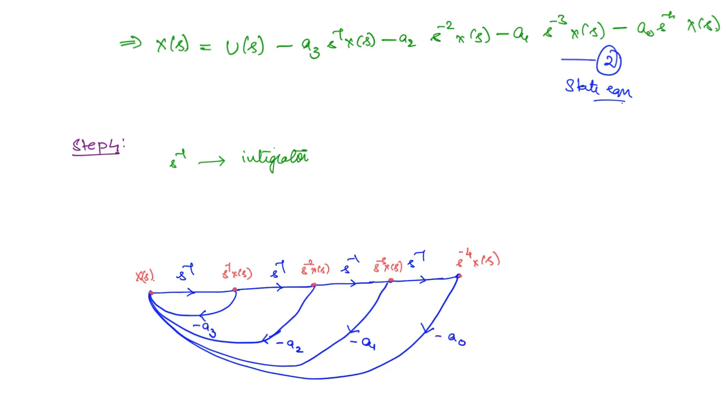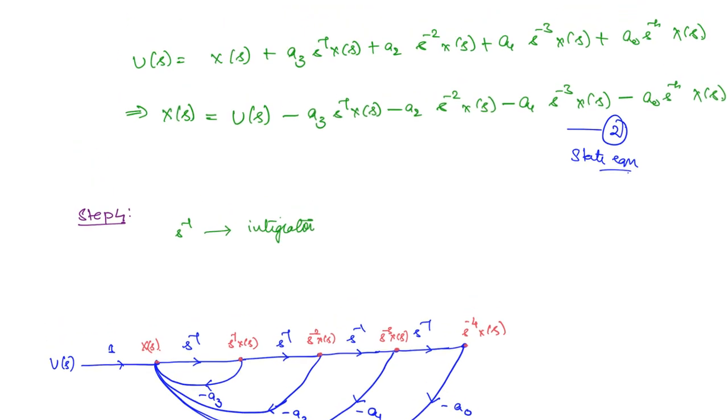But one more term is left out in the state equation. What is that? It is the input function. So for the input function, you can draw another path here which has a gain 1. So we have drawn the state equation. Now what is left out?